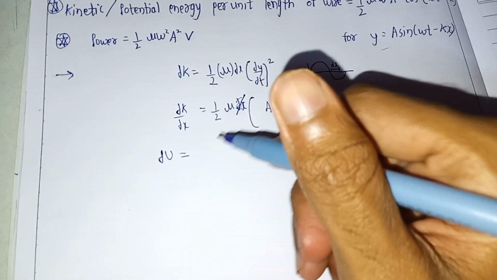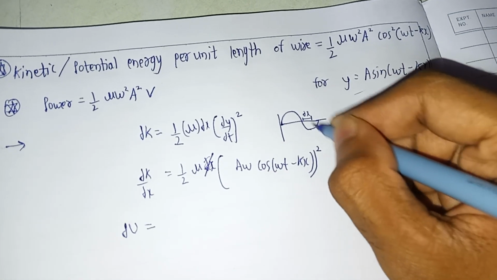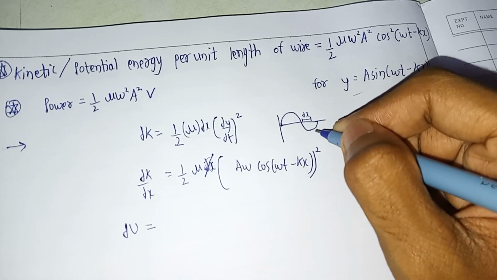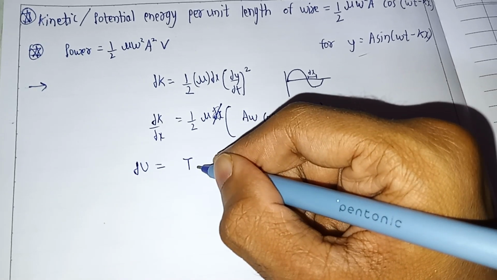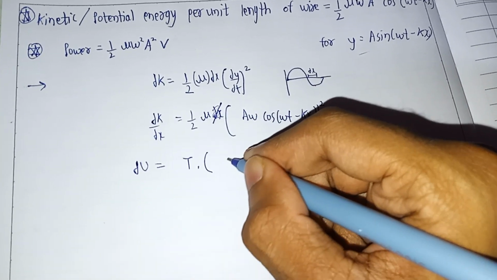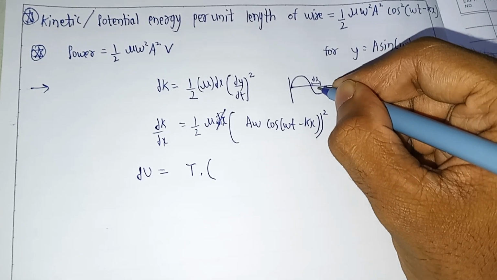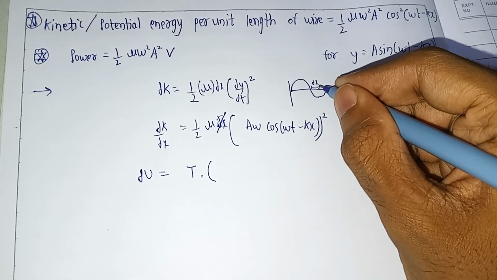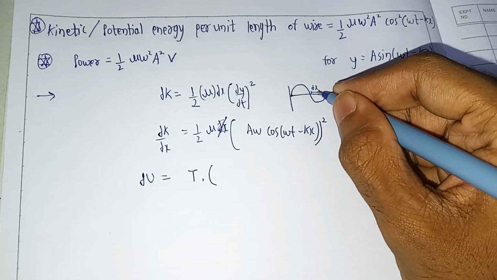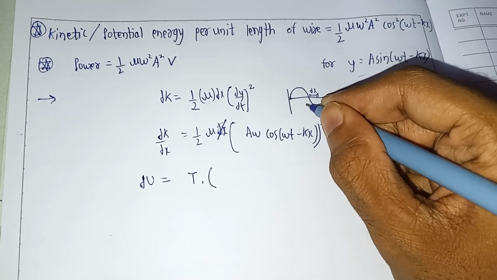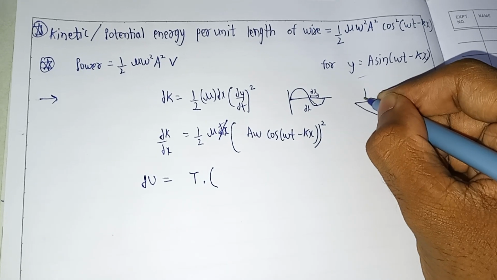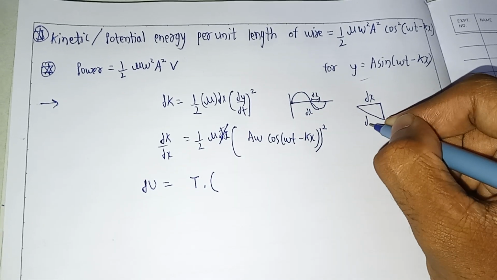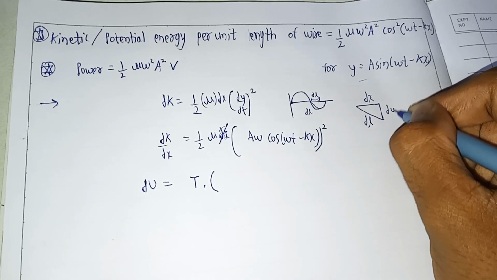To find potential energy, you know that the work done by tension in this segment of wire would be stored in the form of potential energy. So work done by tension would be tension into the change in length. Say the dx length that was initially given is now elongated to dl length. We will draw a triangle here. This is the dx length, and now it has become stretched to dl, and this is dy.